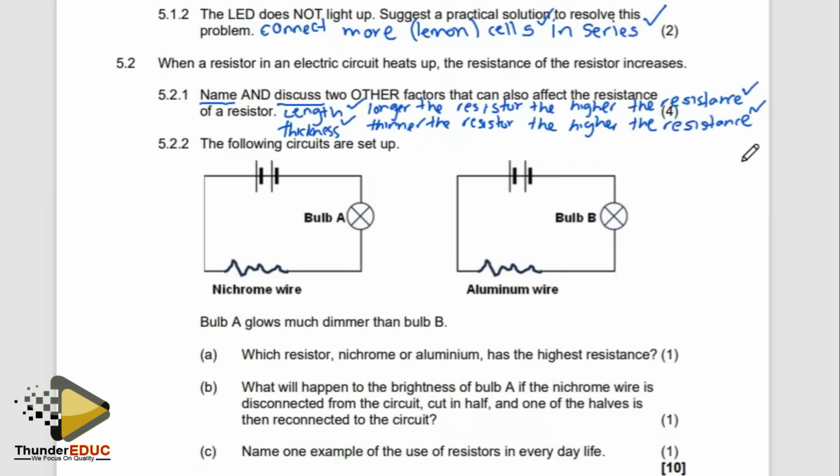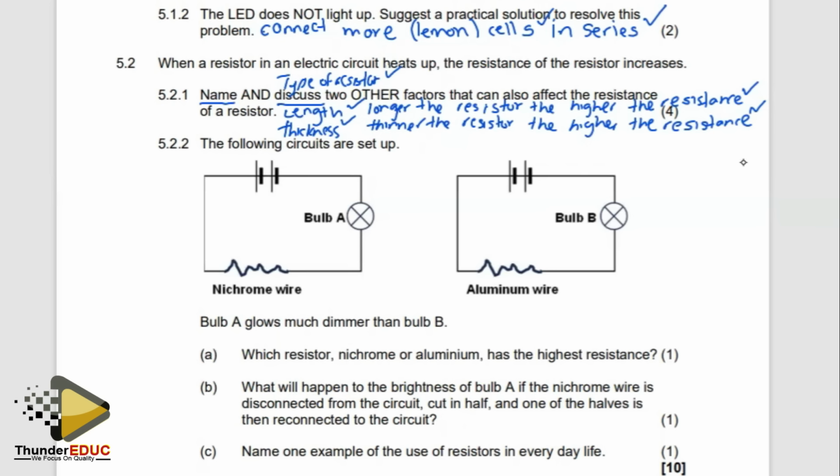Okay. Then we can also have the type of resistor. That's the third one. But remember, you are asked for two. So you just give us two, but I'm giving you the third one. Type of resistor. You can be marked for that. Then, how do you explain the type of resistors?